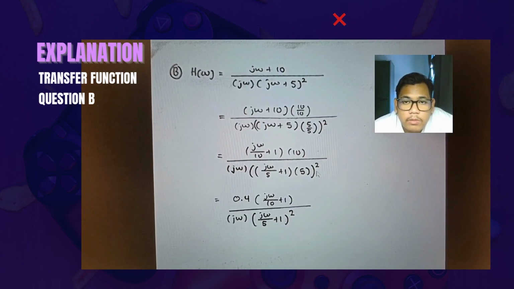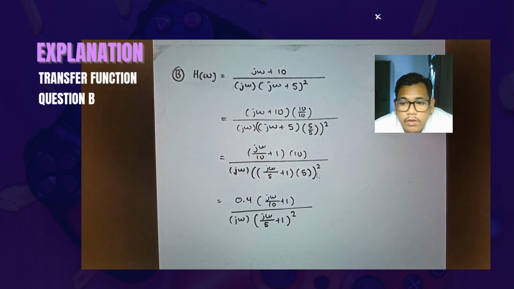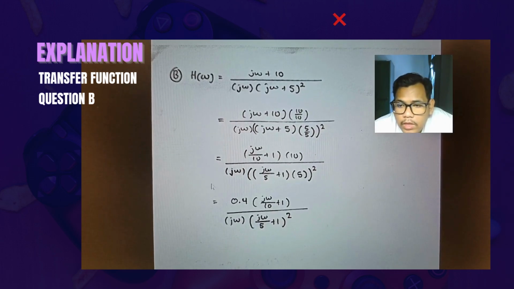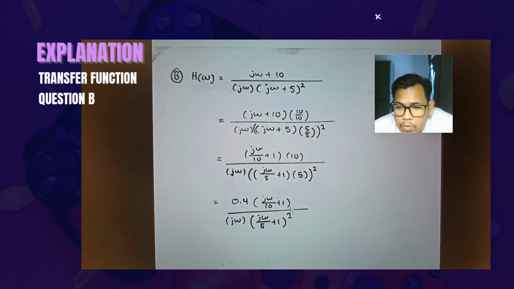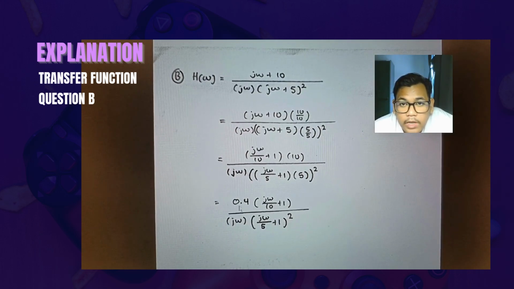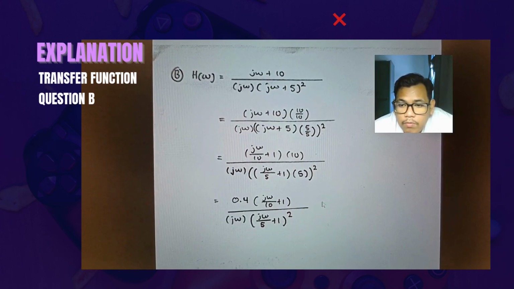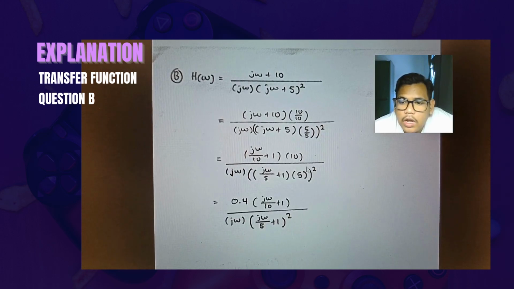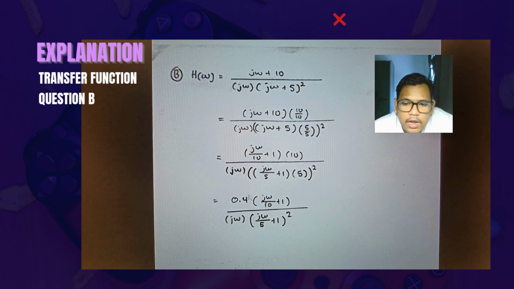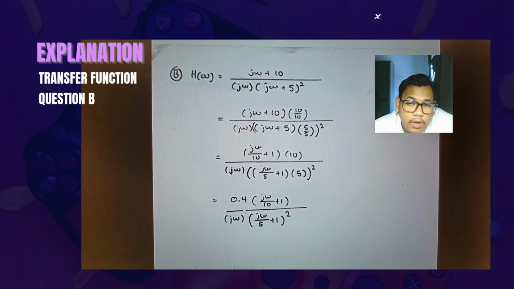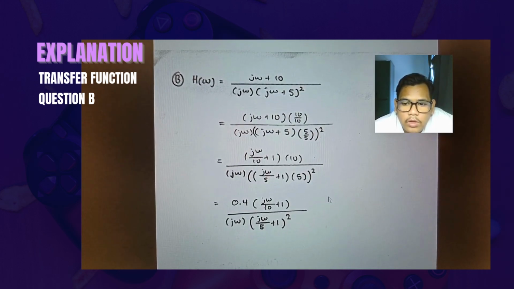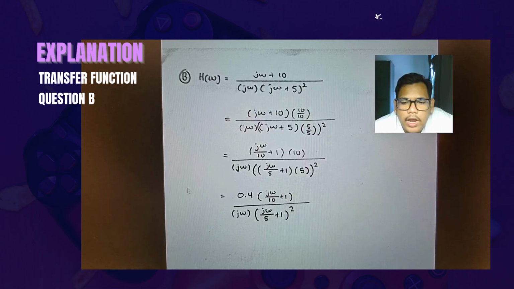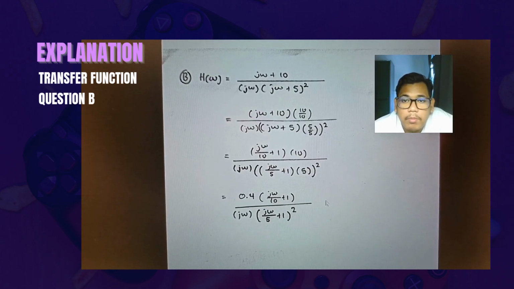After simplifying everything, we get this final form. But I forgot this 0.4. You get 0.4 from 5 squared over 10, and that gives 0.4. That is the gain. With this final form, we can now continue with frequency analysis much more easily. And that's all for my part.